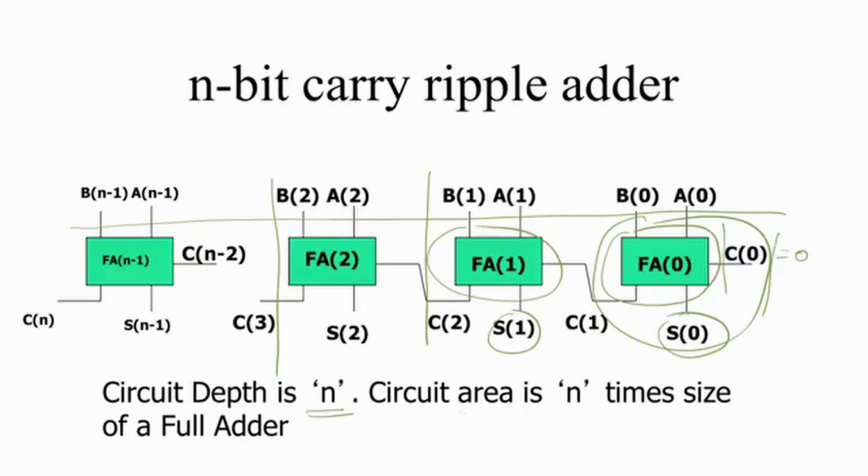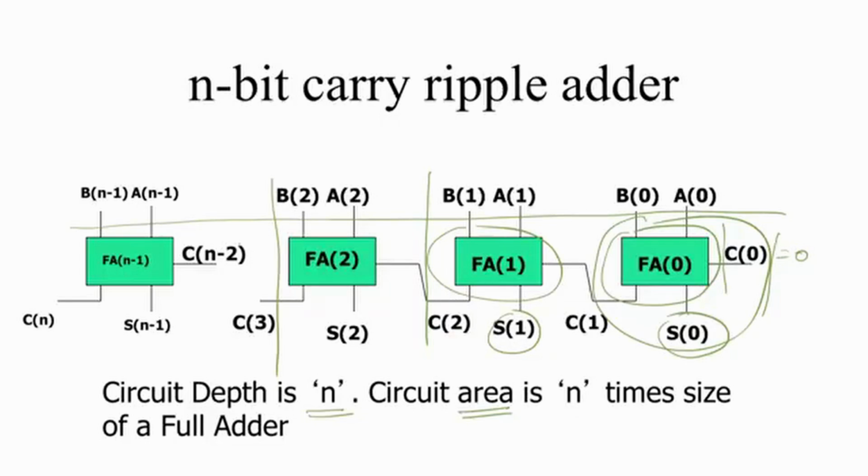And what is the area or the size of the circuit? It is n times the size of a full adder, because I am putting n full adders. So it is approximately n times the size of the full adder. Why approximately? Because there are some lines we need to connect and that will consume some area. Now I have a circuit whose depth is n and the area is also n.